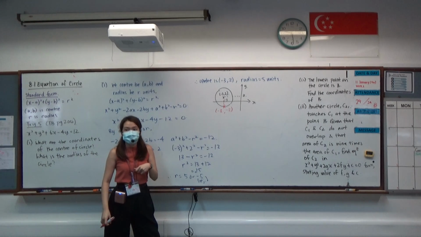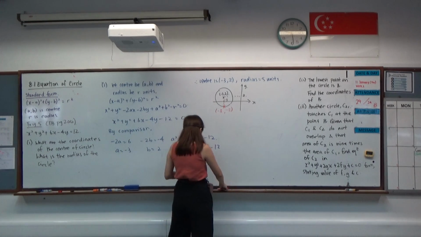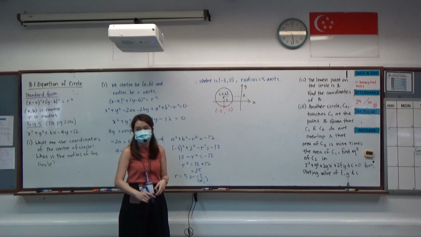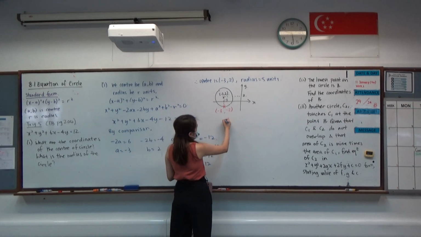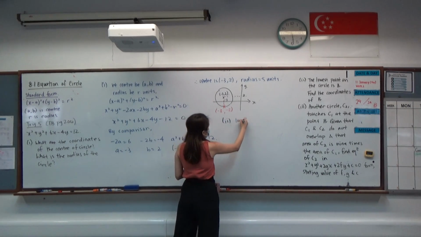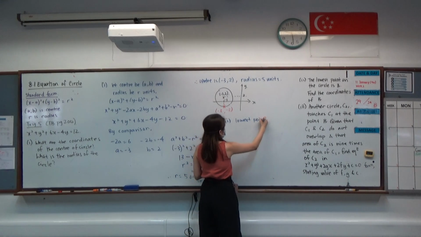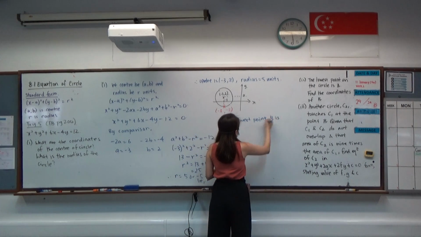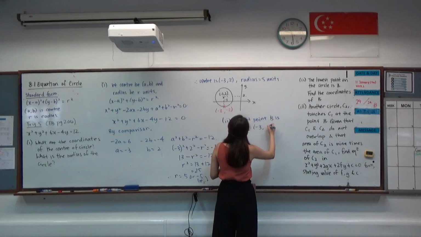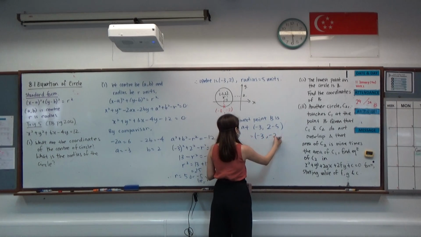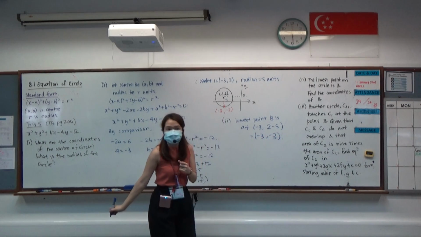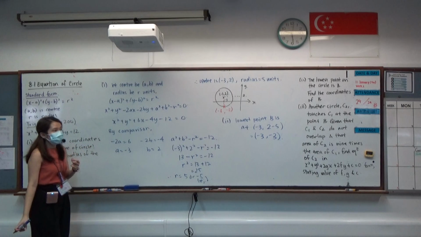So you don't need to go through many steps, you just need to be able to deduce in this case. So the lowest point B is at (-3, -3), or rather 2 minus 5. Understand? Any questions?